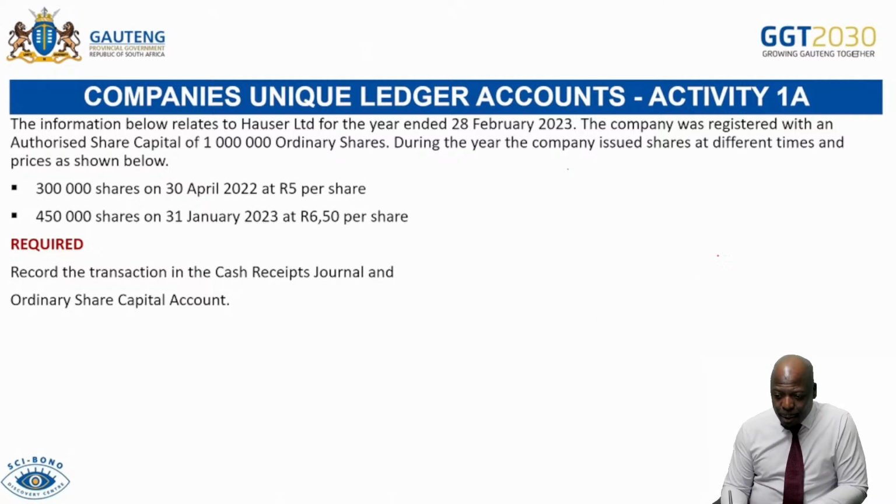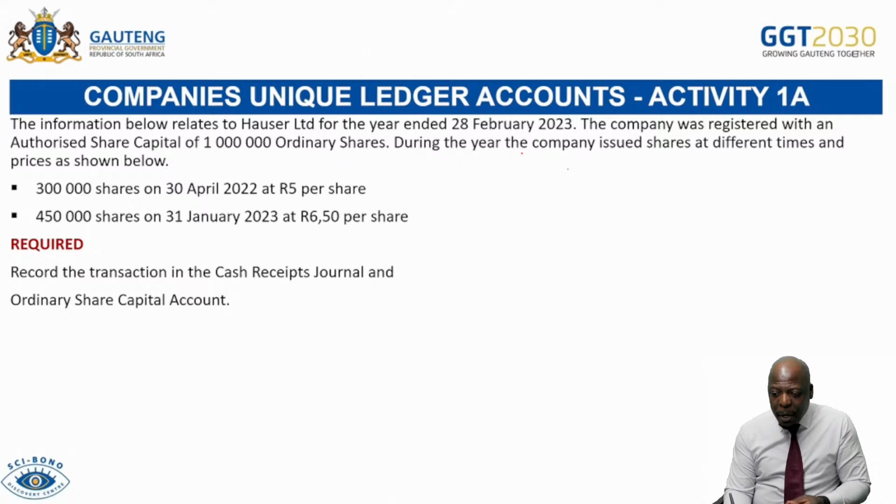The information reads, so this is my activity 1A. I'm going to get another one again with similar transactions. The information below relates to Hoser Limited for the year ended 20th February 2023. If it's ending 20th February, it means it began on the 1st of March 2022. That's something that you have to keep on your fingertips. Once you read information, it must click. That light bulb must just go in your head.